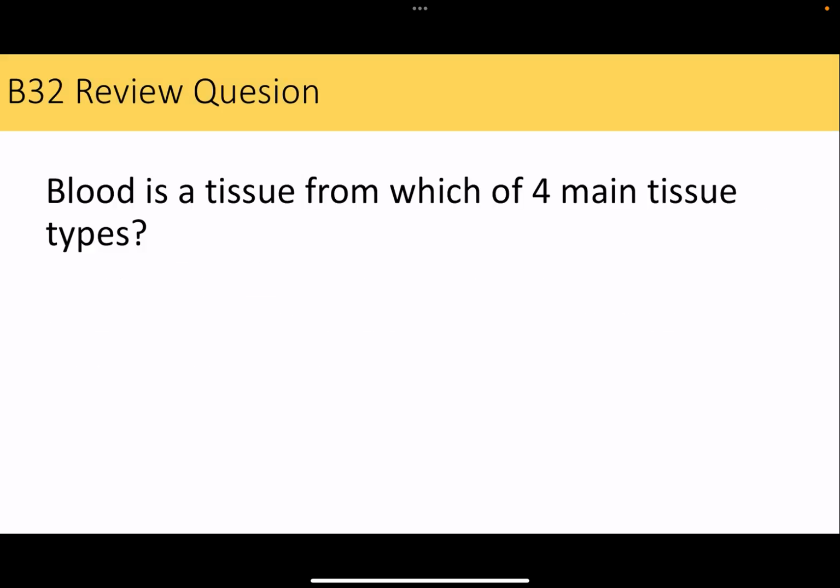So I already mentioned it, but blood is a tissue from which of our 4 main tissue types? Connective tissue.